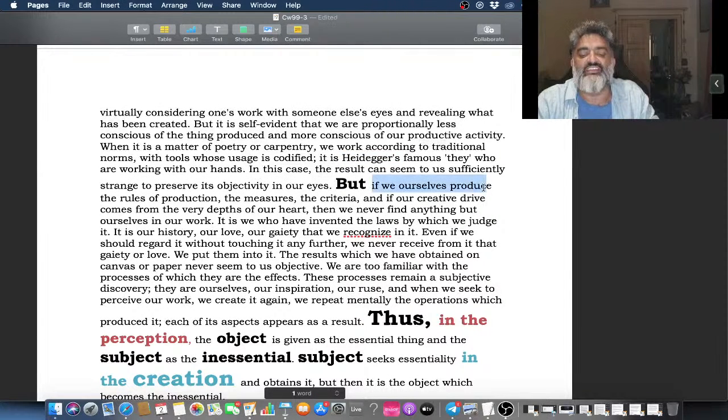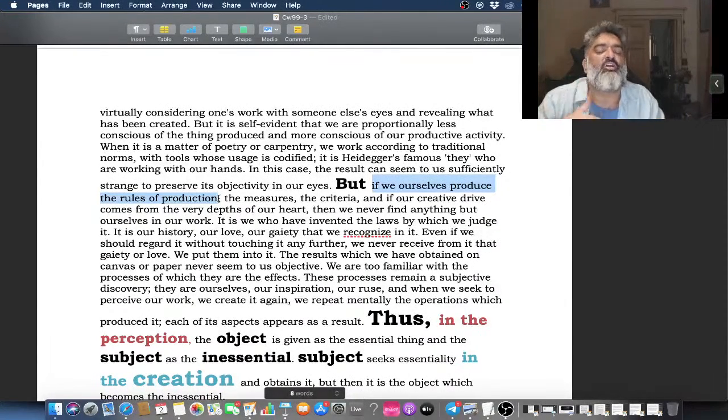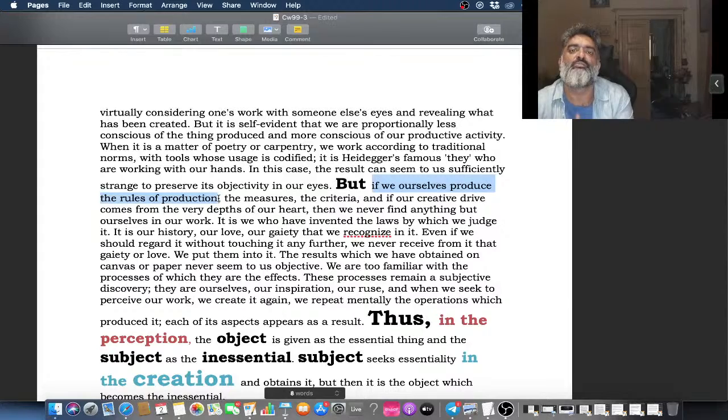But if we ourselves produce the rules of production, the rules of production were earlier driven by the norms of society. After the but, you yourself are making the rules of production. And again, what is the point? That the object will be inessential because you have your own rules. What is the criteria? How will you judge whether your art or your project or object is complete or not?